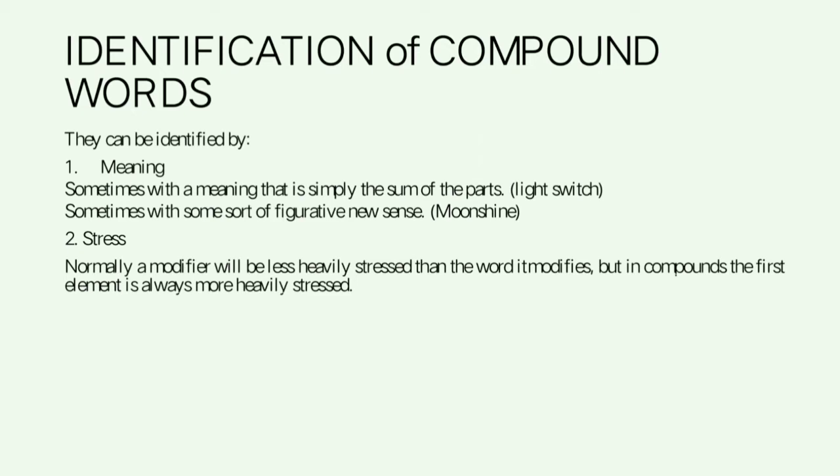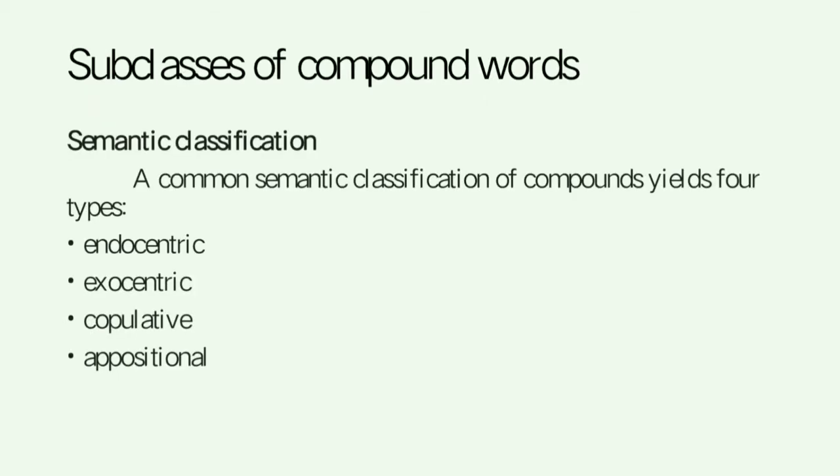The second one is stress. Normally, a modifier will be less heavily stressed than the word it modifies. But in compound, the first element is always more heavily stressed. Biasanya, pengubah tidak akan terlalu ditekankan daripada kata yang dimodifikasi. Tetapi dalam compounding, elemen pertama selalu lebih ditekankan. Subclasses of compound word. Subkelas kata gabungan atau kata majemuk.